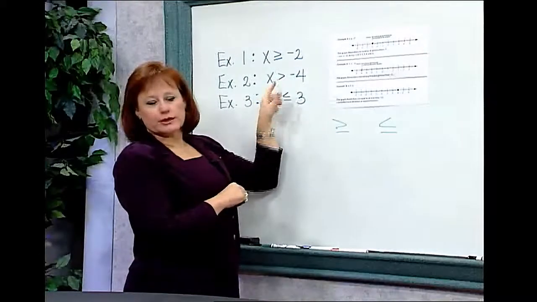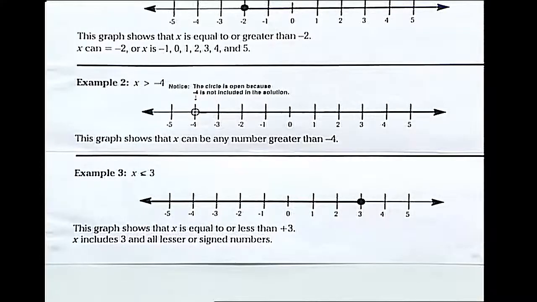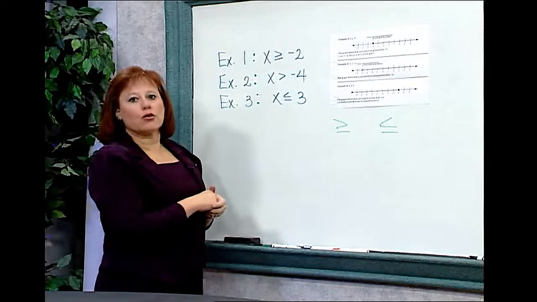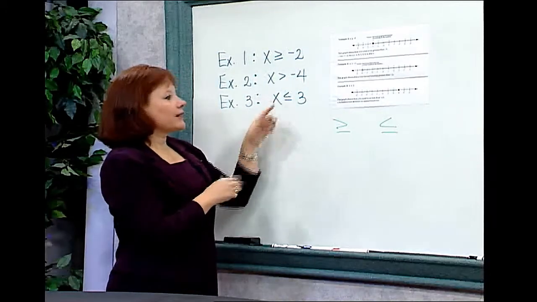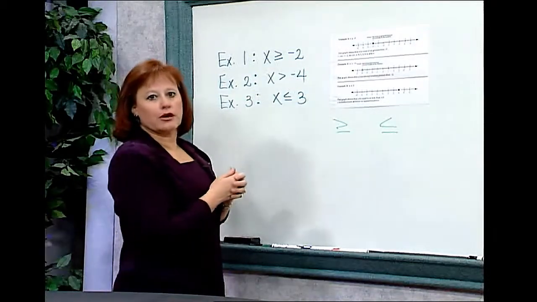If there's no equal sign on our symbol, we put an open circle to indicate we want to get very close to -4, but we don't want to include it in our solution set. Finally, we have the example x is less than or equal to 3. Less than or equal to. Now the less than means we're going to go to the left of 3, and the equal to means we want to include it in our set.